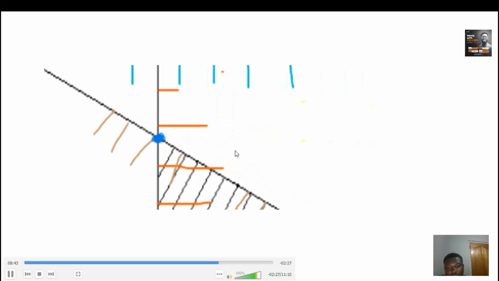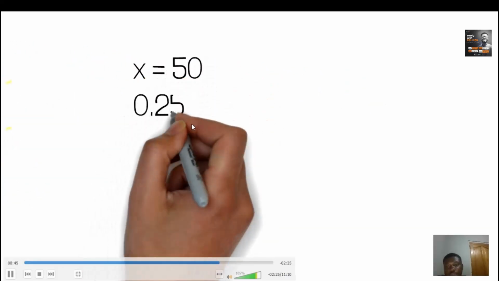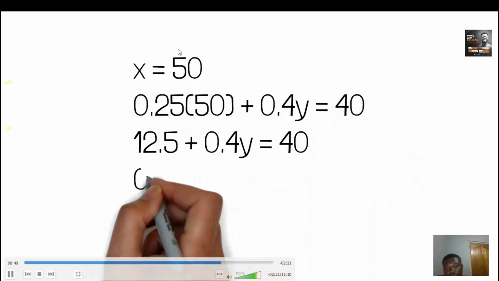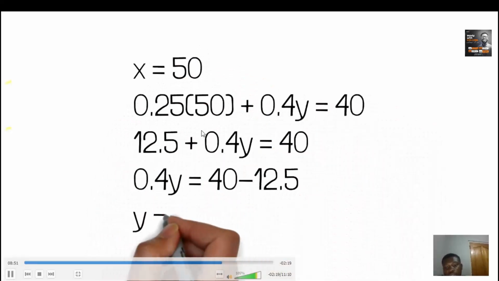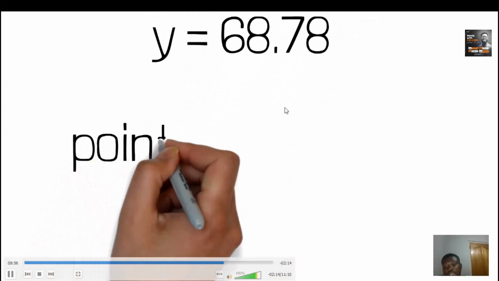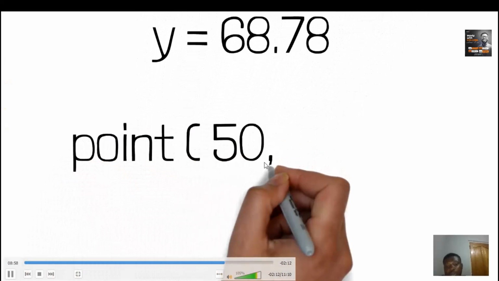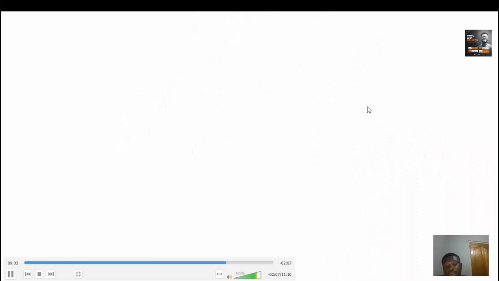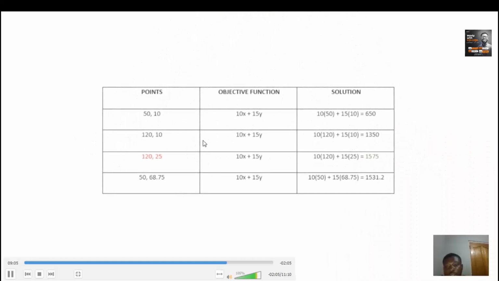So this fifth equation, that is 0.25h plus 0.4 equal to 40, is intersecting with x is equal to 50. So we know our x value, then we insert it into the equation, and we are getting 68.78, and that becomes our y value. So now we have our feasible region points, and we know our objective function, that is 10x plus 15y.